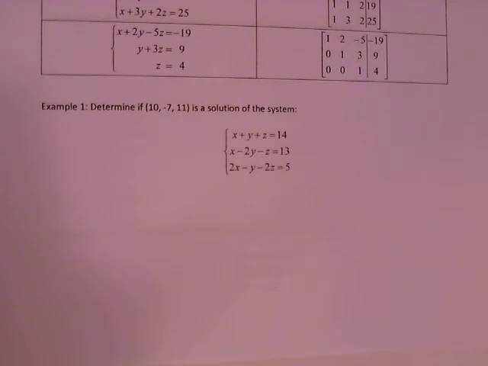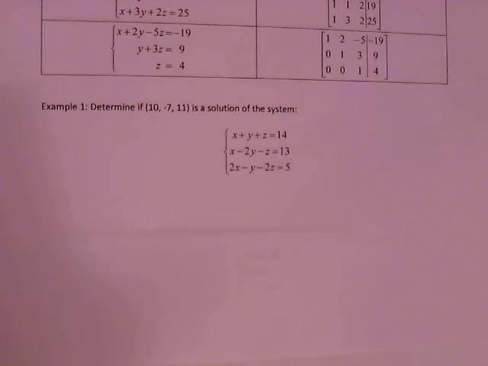We want to determine if (10, -7, 11), and this is what we call an ordered triple, because we have 3 numbers in the parentheses, an x, a y, and a z, is a solution to this system. x plus y plus z is equal to 14, x minus 2y minus z is equal to 13, and 2x minus y minus 2z is equal to 5.